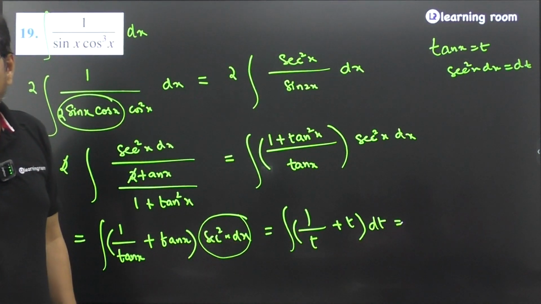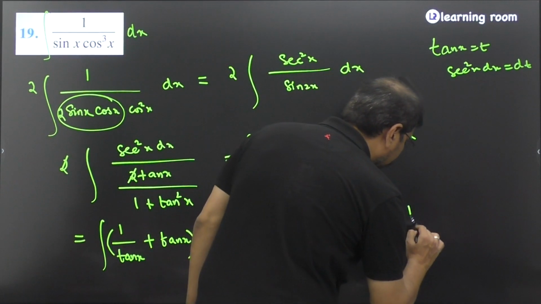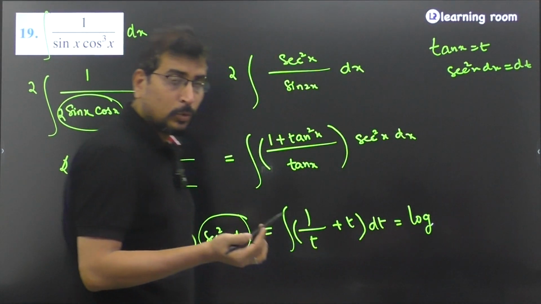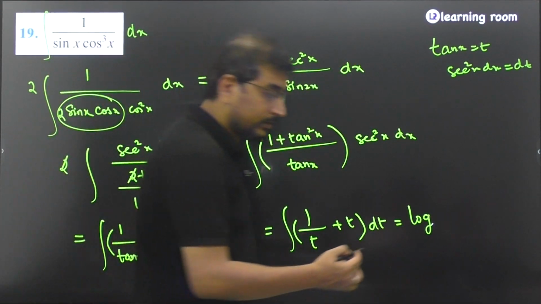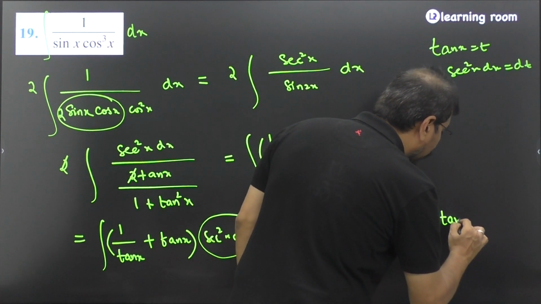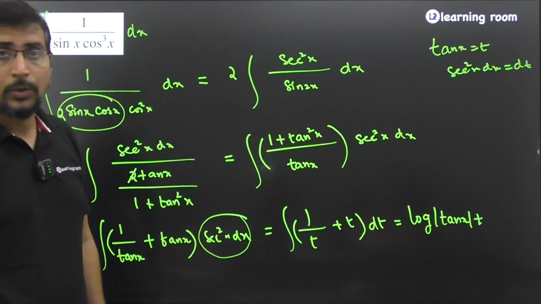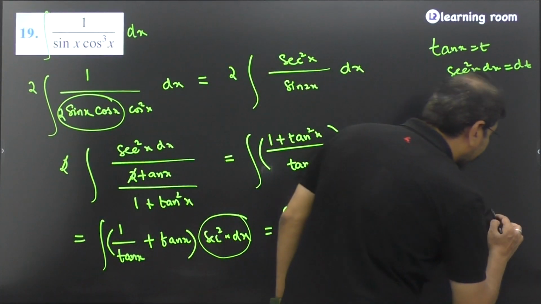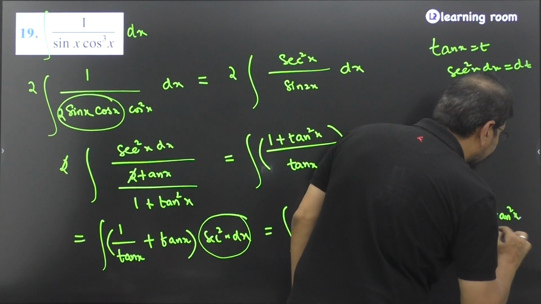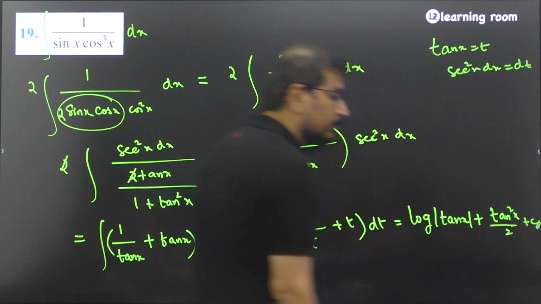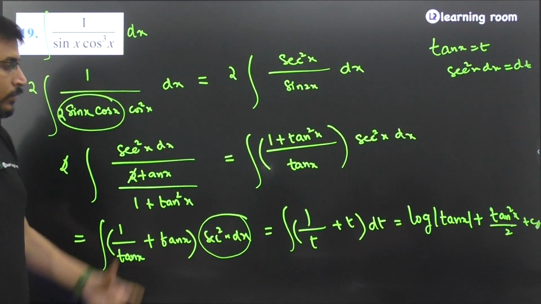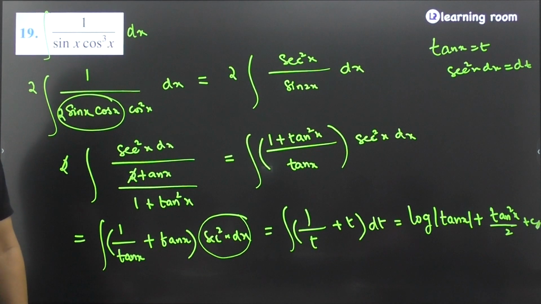Integral of 1 by t is log of t. But what is t? t is tan x. So log of mod tan x plus integral of t, which is t square by 2. But what is t? Again, tan x. So it will be tan square x by 2 plus c. So this should be the answer: log of mod tan x plus tan square x by 2.